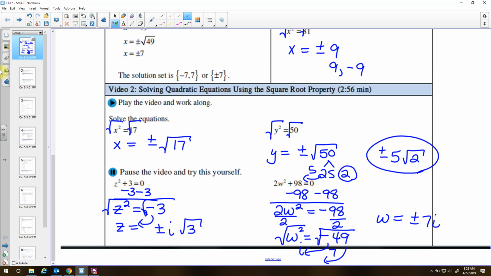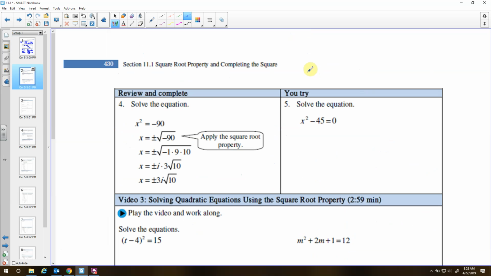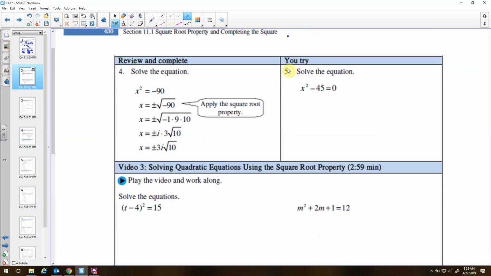Alright, let's look at the next page. So you can see in the example on the next page how they did the plus or minus, and then they used the i. So a lot of times that's what you're going to have to do on these if you end up with a negative for a square root. And all of these are going to be, since they're quadratics, all of these are squares.